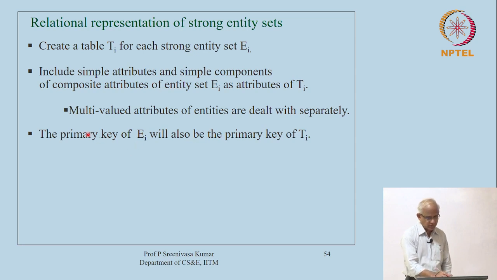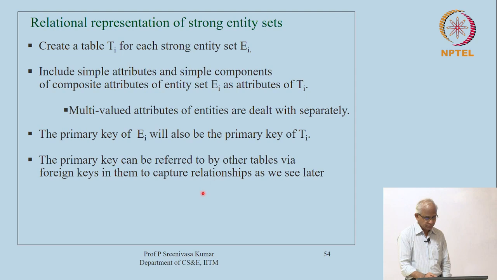So, whatever was the primary key attribute of the entity, that would be an attribute of the table we have created, and so we will make that as the key here. Now, as we will see later, the primary key would be referred to by other tables via the foreign keys in order to capture relationships. Okay, we will see that.